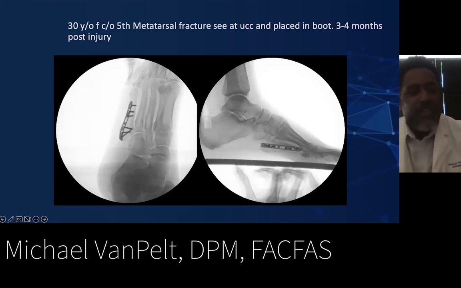So some practice pearls in regard to this. One, zone 2 and 3 injuries should be treated the same. A solid screw is preferred for fifth metatarsal fracture, especially in athletes with a high stress across the fracture site. High and inside approach is the preferred method of screw placement. And to address structural deformity, usually I use a corticocancellous graft.